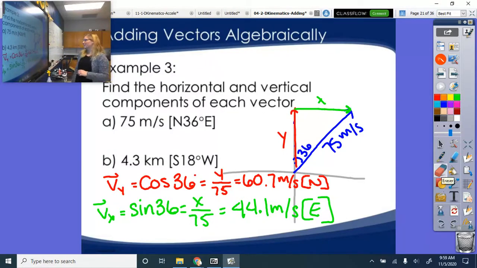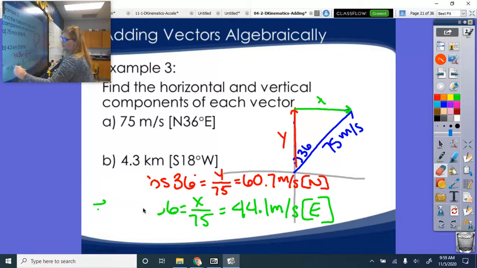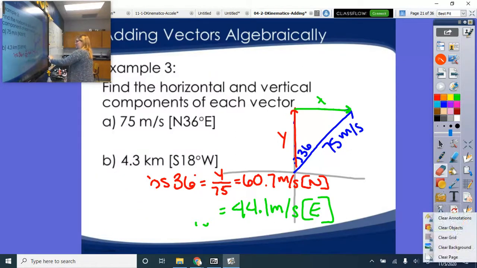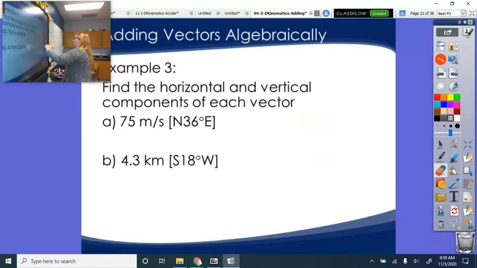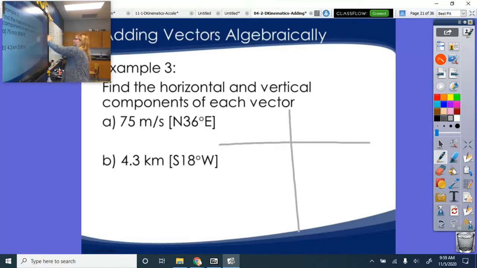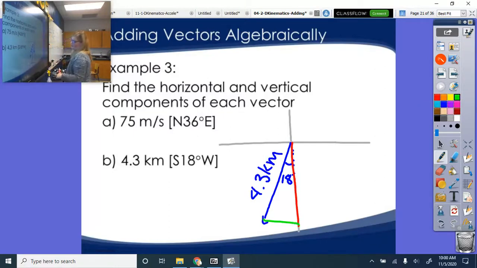Now let's do part B. I'm going 4.3 kilometers south, then 18 degrees west. So I start heading this way, but I veer off about 18 degrees, and it's 4.3 kilometers. So I have my y component and my x component of that line. That should form a 90-degree angle.